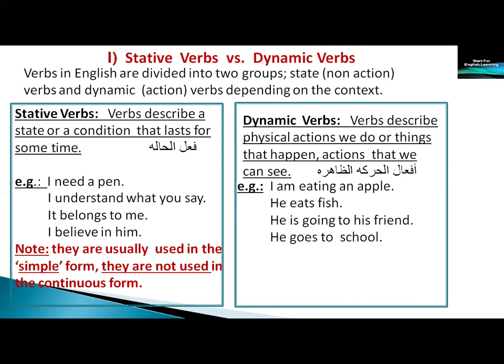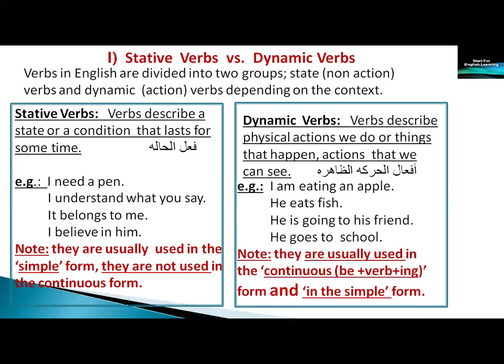The verbs eat and go both can be in the continuous form and in the simple form. Am eating, continuous form. Eats, simple form. Is going, continuous form. Goes, simple form. Note: dynamic verbs are usually used in the continuous, or be plus verb plus ing form, and in the simple form.